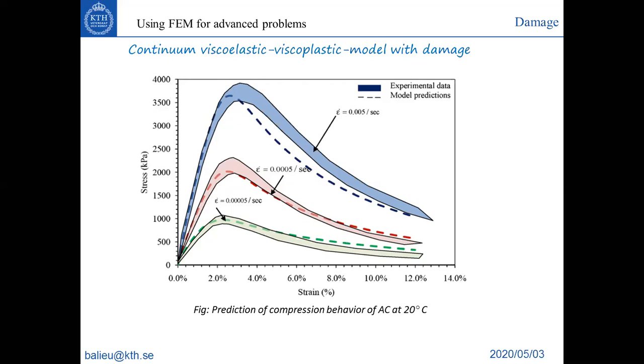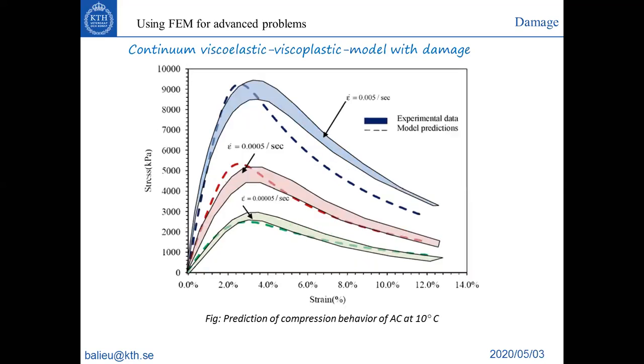And of course, this is at 20 degrees, and there is also a temperature dependency on this. So if you make the same test at 10 degrees, you will obtain a different solution. Unfortunately, this is the case of many materials, like asphalt material or polymer material. So they are quite complex to model. They are quite challenging in terms of material characterization and material modeling.